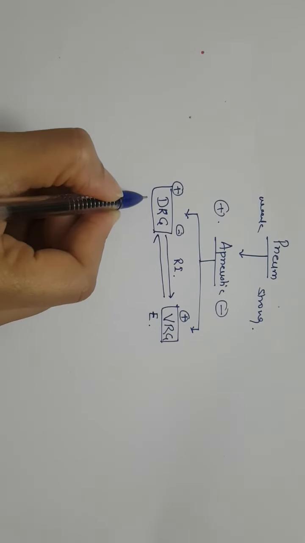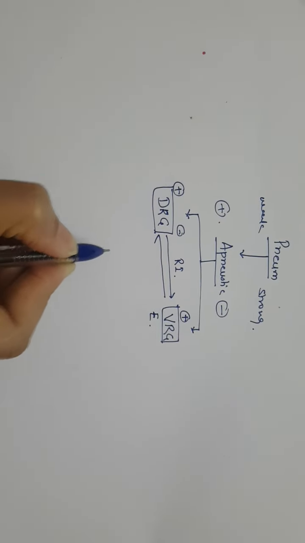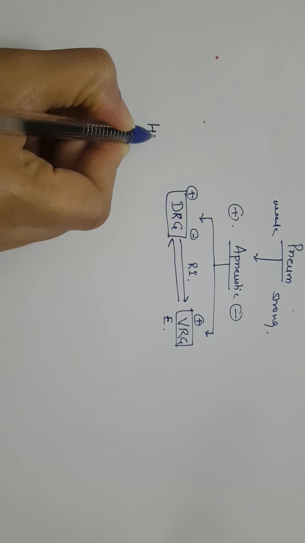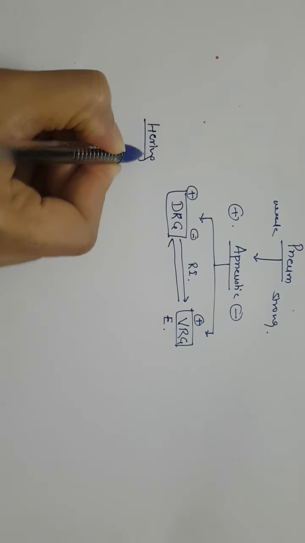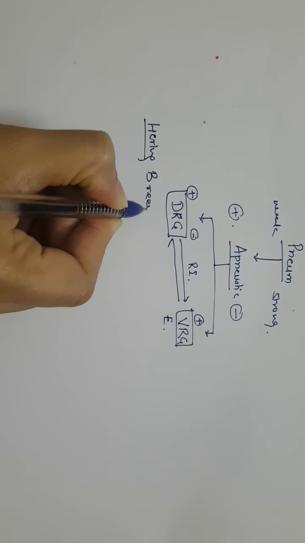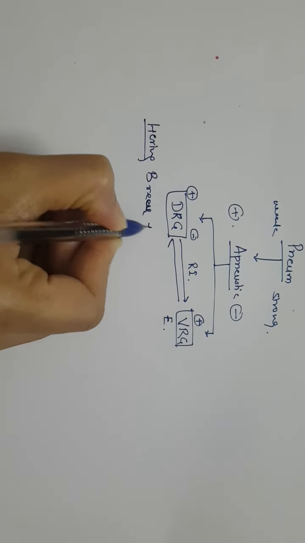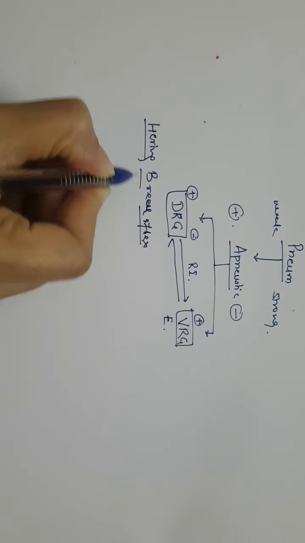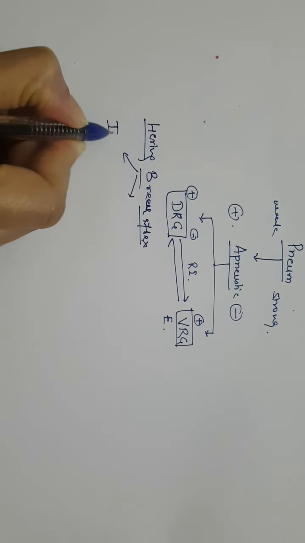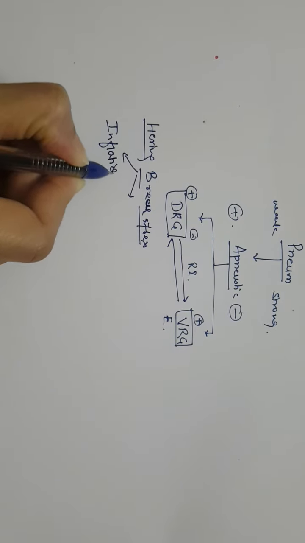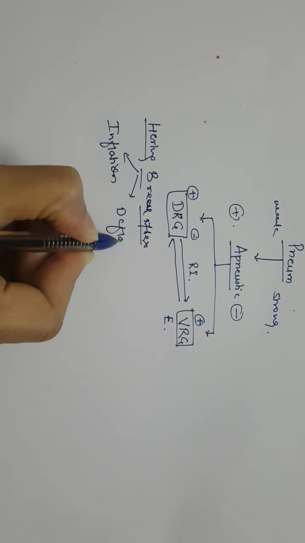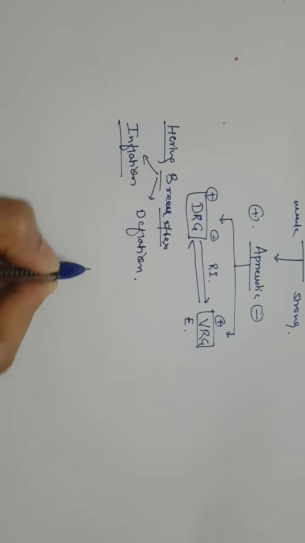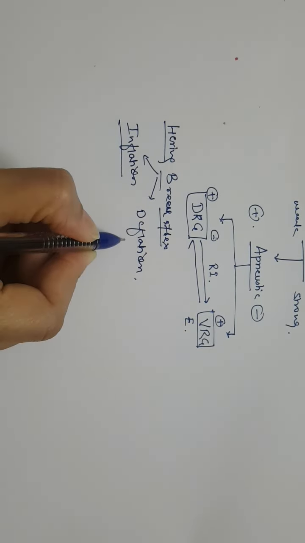Now this DRG receives many afferents. One of the important reflexes is the Hering-Breuer reflex. I will talk about this reflex. It is important because it has two parts: one is inflation, and the other is deflation. We'll talk about the inflation reflex first. Opposite to this will be the deflation reflex.